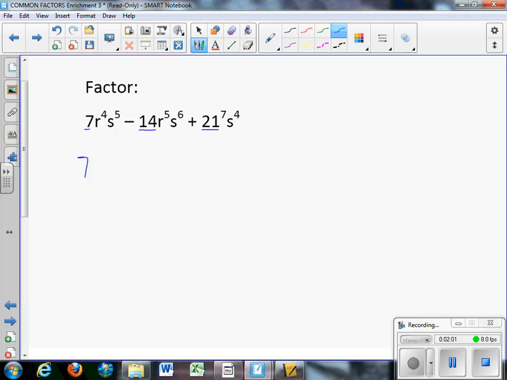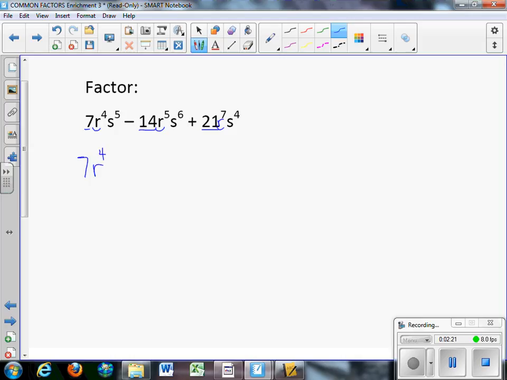Then if we look at the r's, we've got r to the 4th, r to the 5th, and oh, the r is missing here. So I think there's a typo. There should be an r in there. So then we have r to the 7th. So we have r to the 4th, r to the 5th, r to the 7th. So we can take out at least r to the 4th from each term.